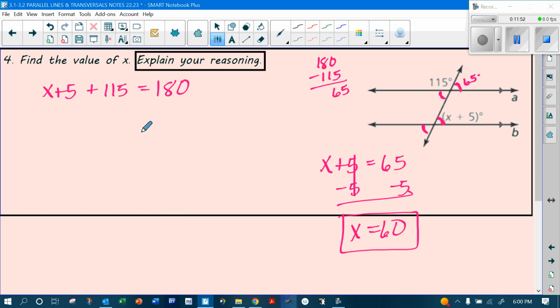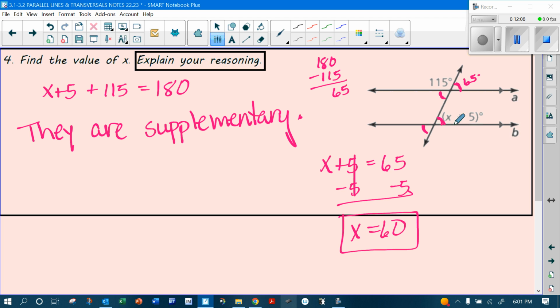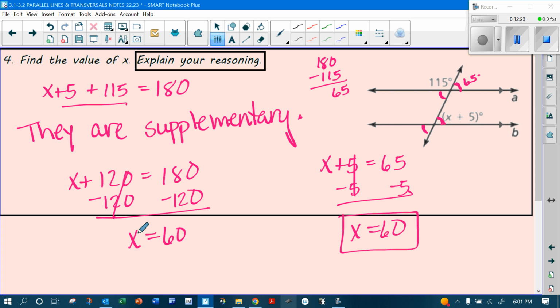And I'm done. So explain your reasoning. You could put they are supplementary. So that is my reasoning. Okay. If you wanted to do it this way, then we would do x plus 120 equals 180, because 115 and 5 is 120. Subtract 120 and x is still 60. So either way.